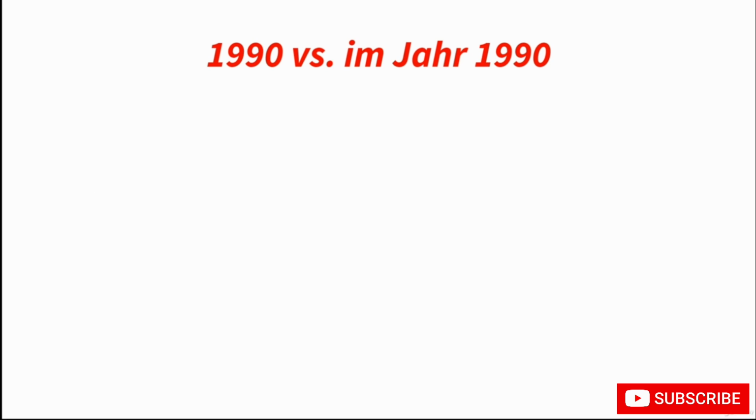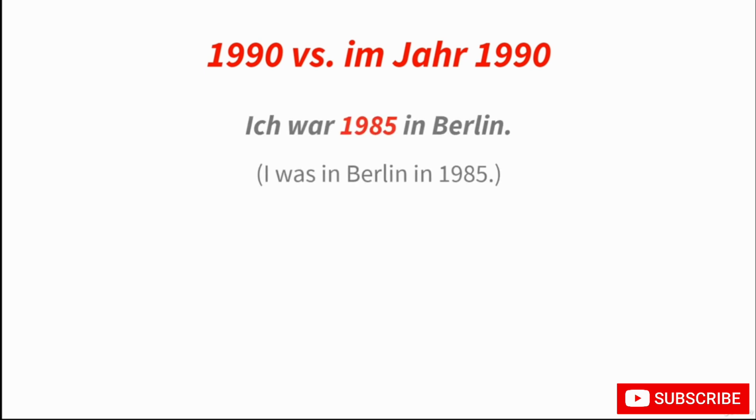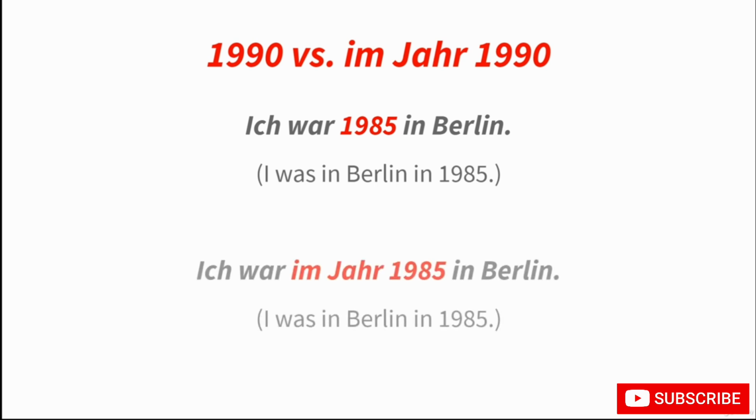Let's do some examples to understand the difference better. Ich war 1985 in Berlin. I was in Berlin in 1985. As you can see here, there is no preposition. Why? Because we are indicating the year only with numbers. The sentence can also be used as Ich war im Jahr 1985 in Berlin, which also means I was in Berlin in 1985.